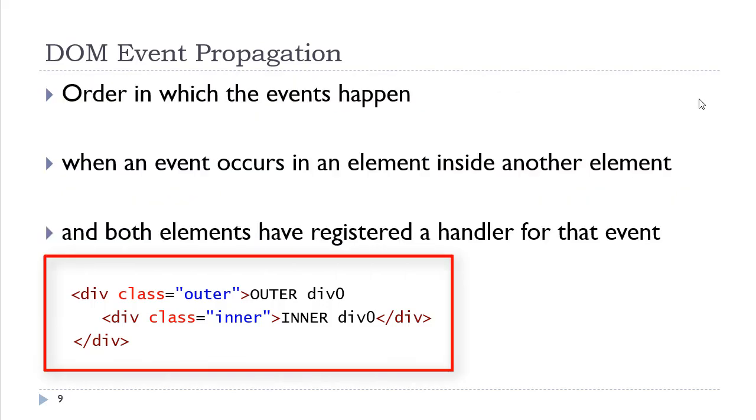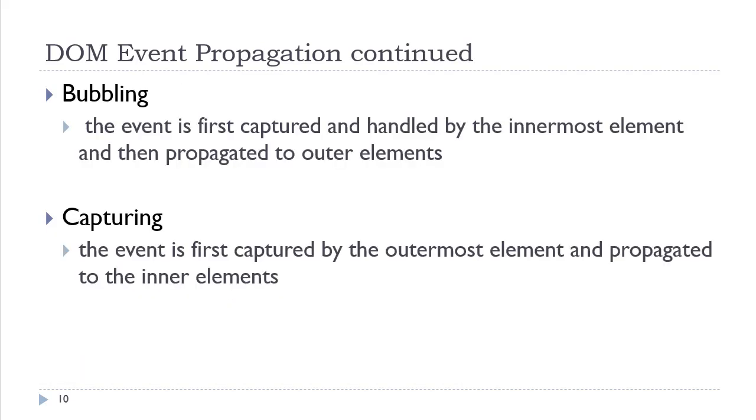So if you look at this code here, we have a parent and a child. Now, if I were to click on the child, I'm automatically clicking on the parent. There's no way around that. That's the way it works. So if they both have a click event registered, what is the order in which those events are going to fire?